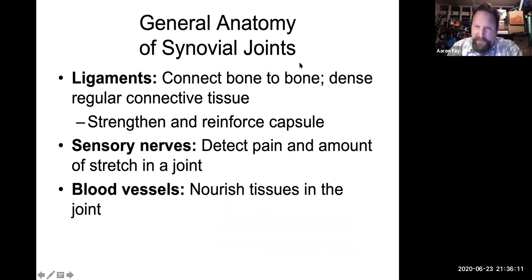Ligaments, as I mentioned before, dense regular connective tissue connecting bone to bone, help strengthen and reinforce the joint. Nerves in these areas are going to help us detect pain, stretch, and position. So you have a number of sensory receptors that we'll talk about in the special senses section. They give us what's called our proprioceptive sense. The proprioceptive sense lets us know where our various body parts are without actually having to look at them.